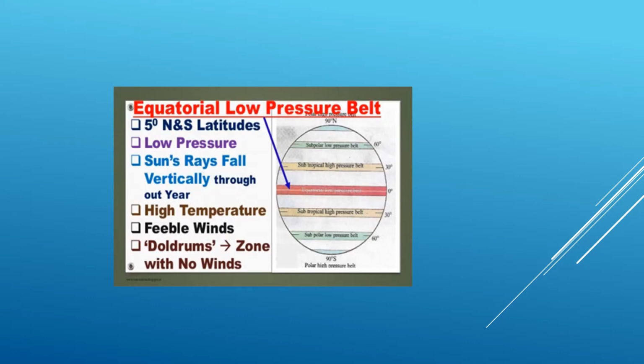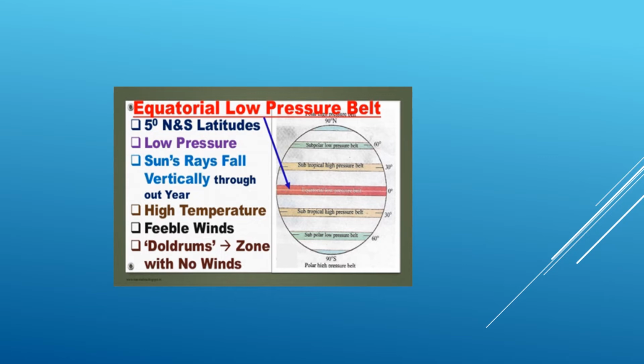Now let us study about the first pressure belt, that is the equatorial low pressure belt. It extends between 0 to 5 degrees north and south of the equator. Now at this belt, obviously we all know that the rays of the sun are vertical. So because the rays of the sun are vertical, the air gets heated and it expands. So it exerts low pressure.